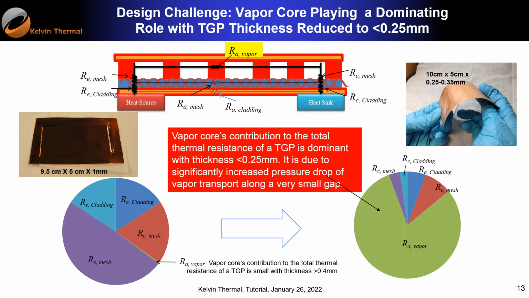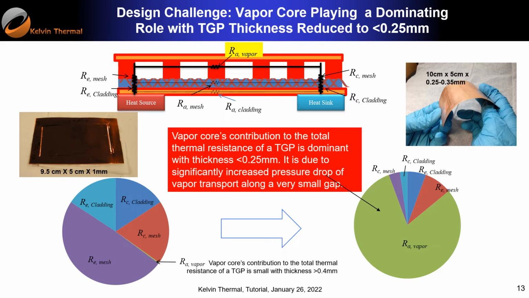In our DARPA TGP program, our goal was to demonstrate a 1 millimeter TGP. At that time, in 2008, a 1 millimeter TGP was an ultra thin vapor chamber. But at 1 millimeter, no problem. Vapor transport is nothing. Then we improved our technology. You can see we demonstrated a 0.25 millimeter TGP, and the contribution of vapor in total thermal resistance is very different. Now the total thermal resistance is dominated by water vapor. So this water vapor transport becomes the major thermal barrier. I hope you can understand this big difference.